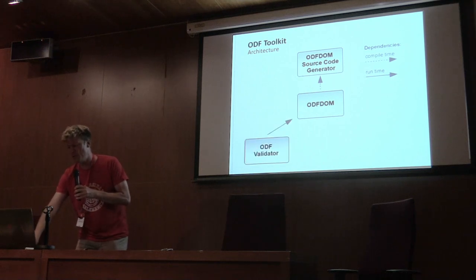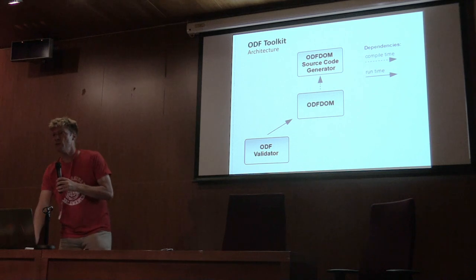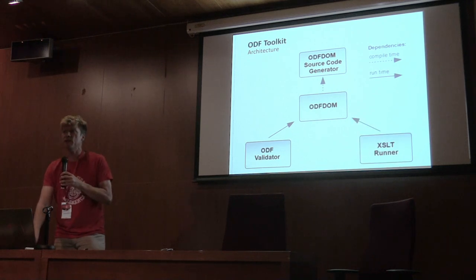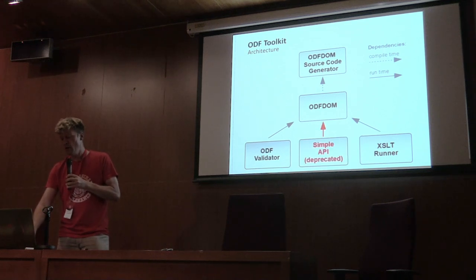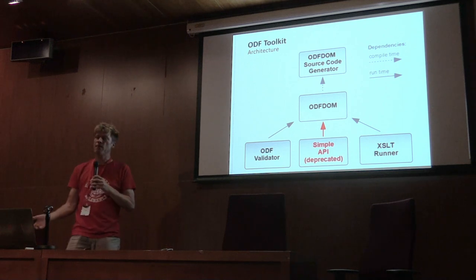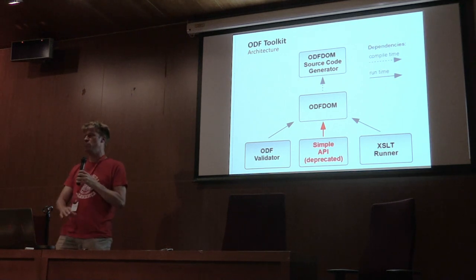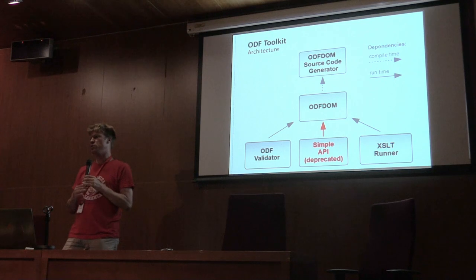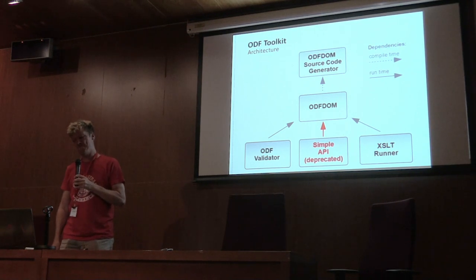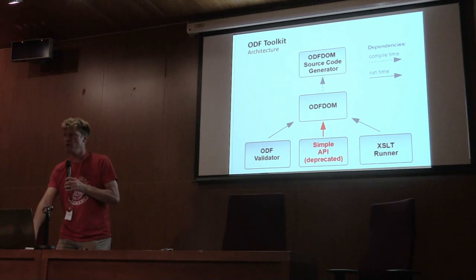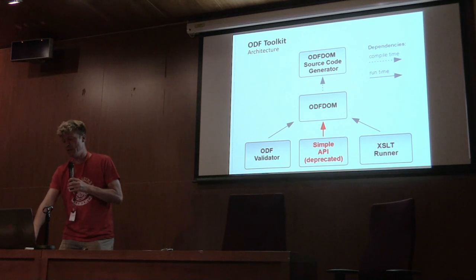And to continue the picture, there's the validator. It's using the ODF DOM and the XSLT runner, running the XSLT from the script. The simple API was on an IBM fork that was joined again, but there was so much duplicated code that we just dropped it because IBM did not support it. We decided that it's time to drop something. All right, so that's the basic architecture.